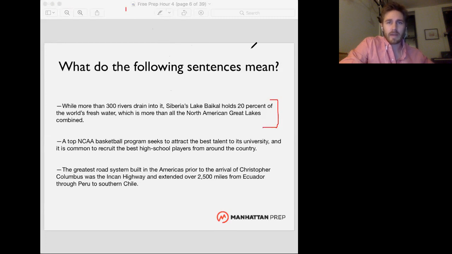So this first one, the most important word to notice here is while, okay? Because a computer knows what while means. It means that, okay, while this thing is true, comma, this other thing is going to be a little different, right?